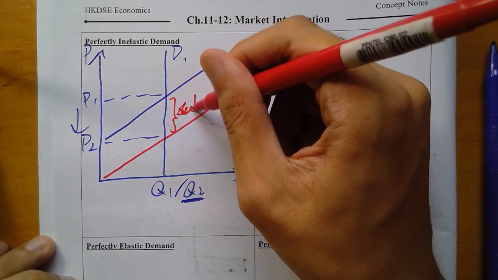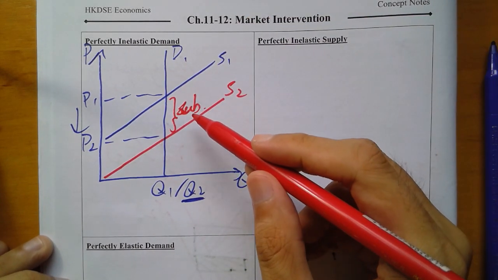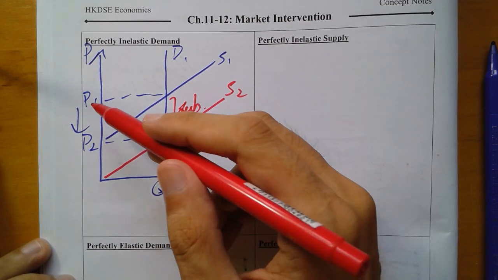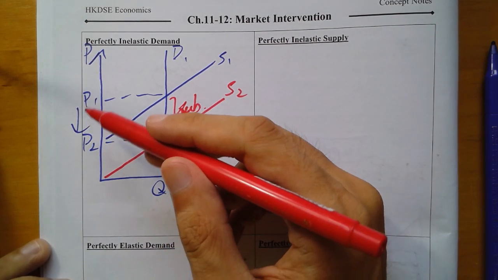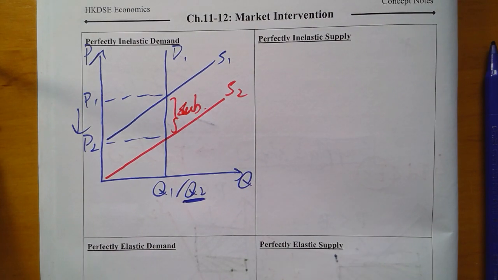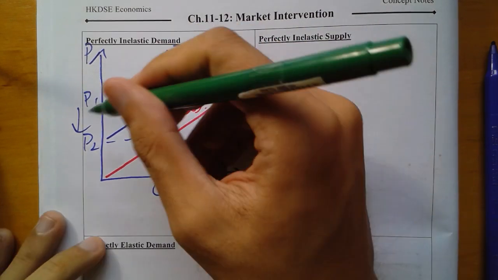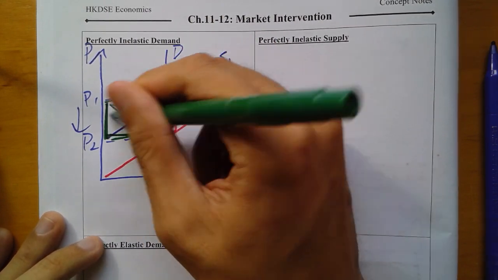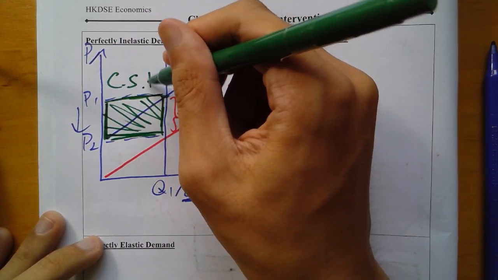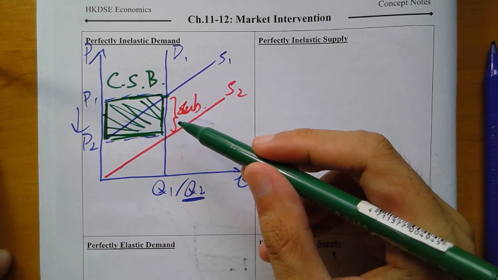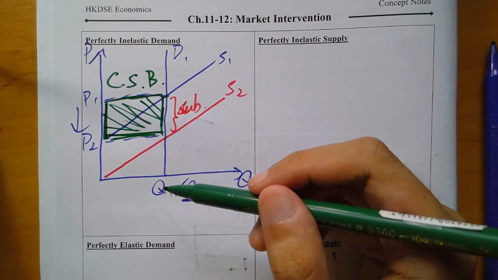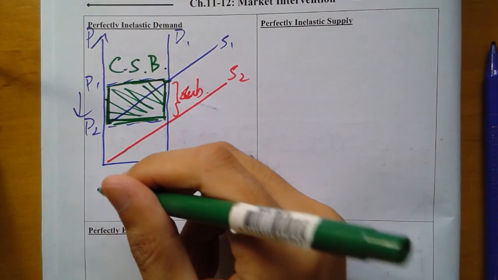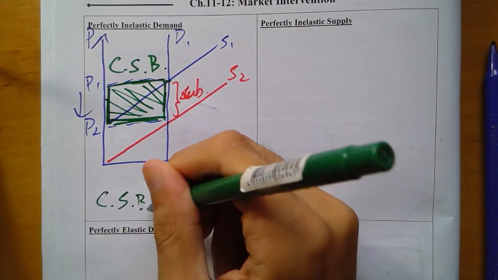A subsidy, not tax. The whole of the shift, the subsidy, is exactly the same as the decrease in price. What does that mean? It means that this whole subsidy would be consumer's benefit. 整個的 subsidy 俾曬 consumer，俾五蚊津貼就平咗五蚊啊，係咪啊？ Here you will see our CSB.